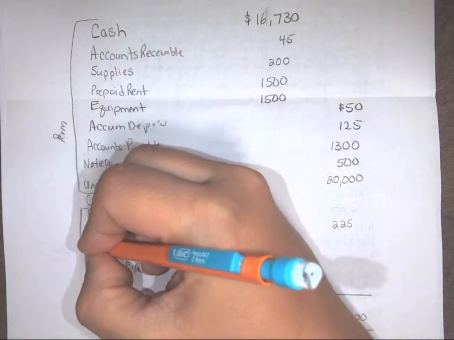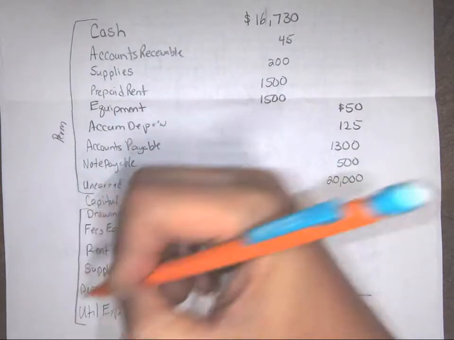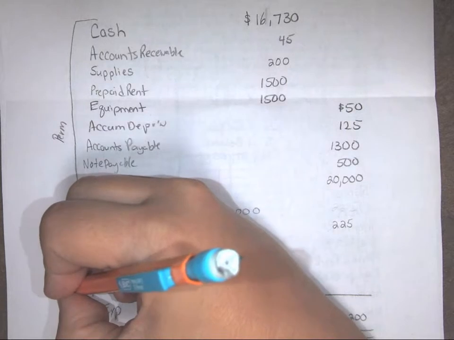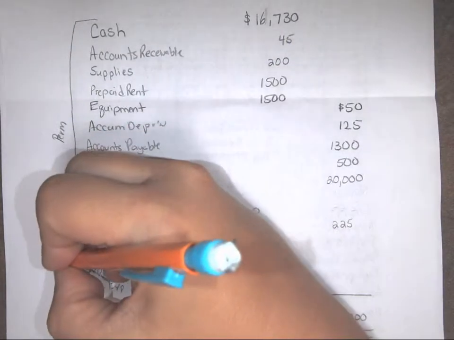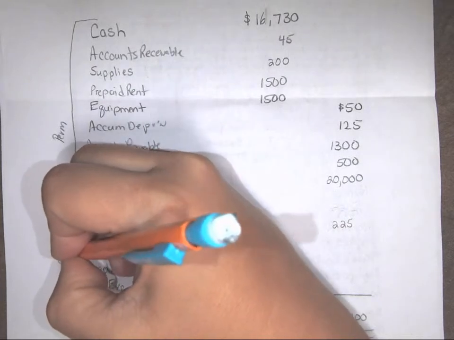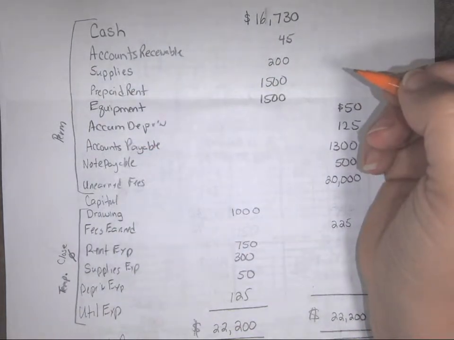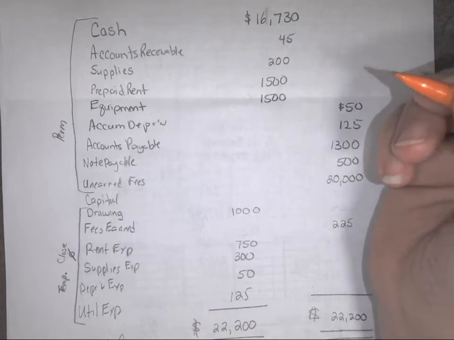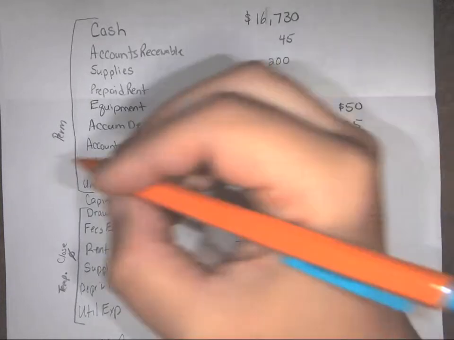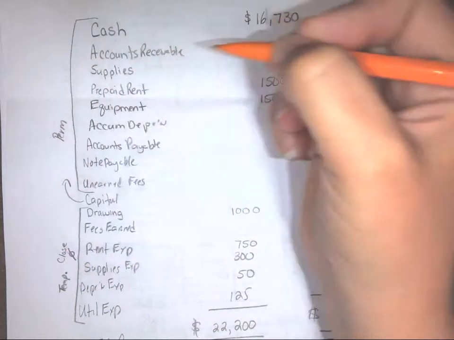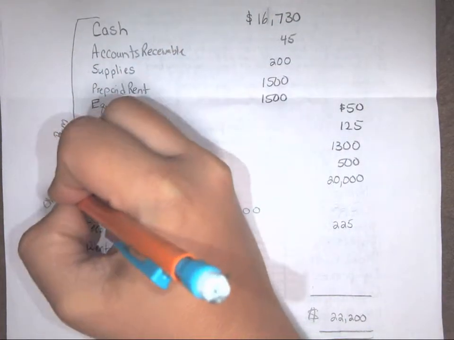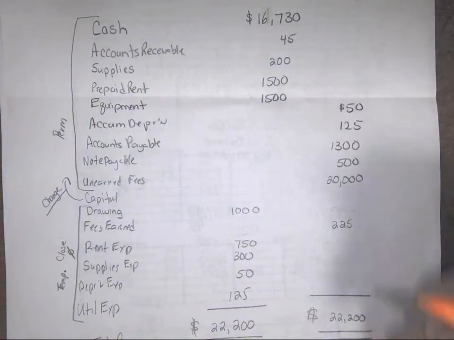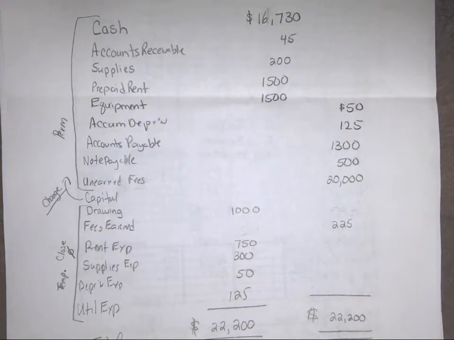Everything under capital account, these are considered temporary accounts, and these are going to close, and we need to make those a zero balance. Now notice I didn't put capital in there. Capital is a permanent account, but it will change in value with our closing entries because we are pushing everything into that capital account.